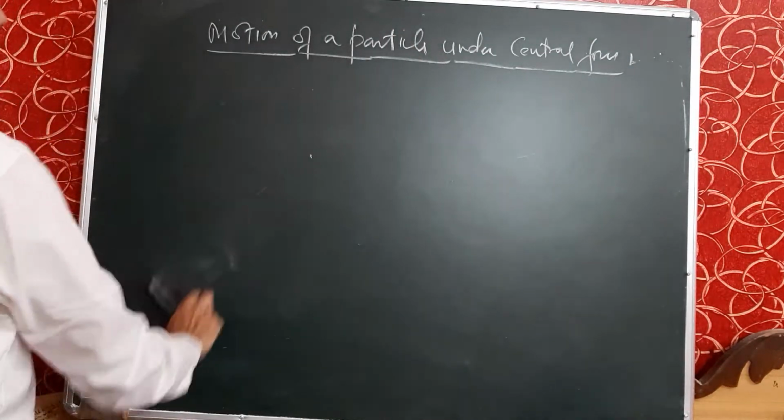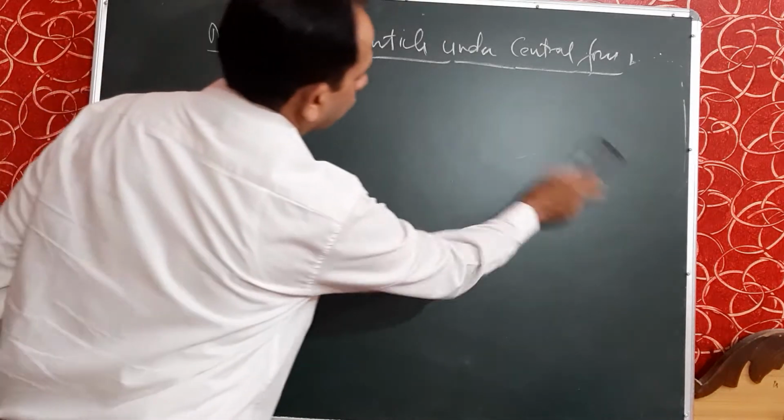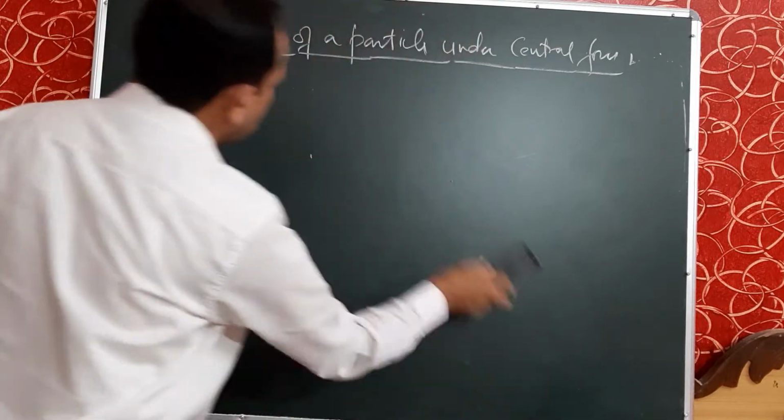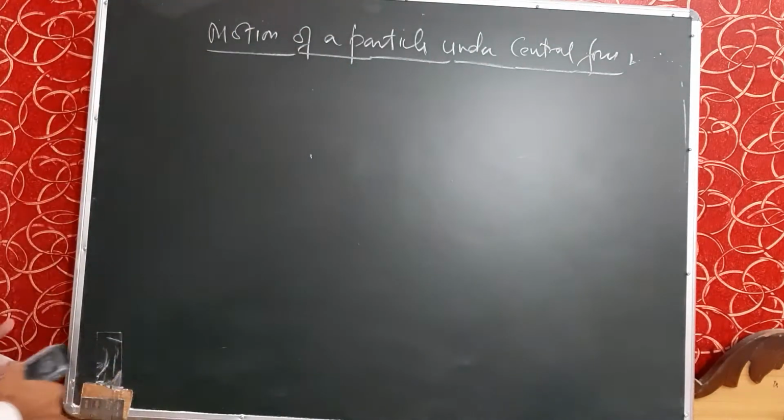We will finally find that the motion of the particle when the particle is moving under central force is always two-dimensional motion, means it is only in two dimensions, and we will use the plane polar or two-dimensional system to describe mathematically the motion. Now, what is central force?